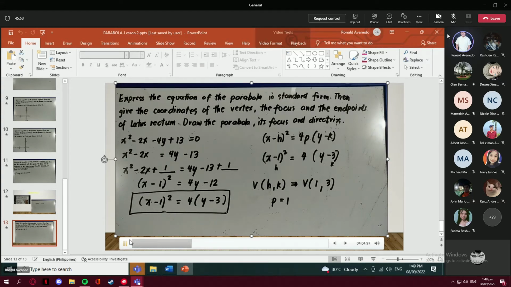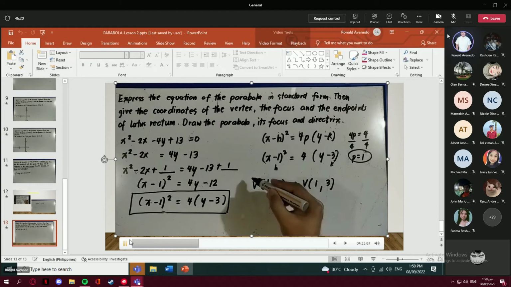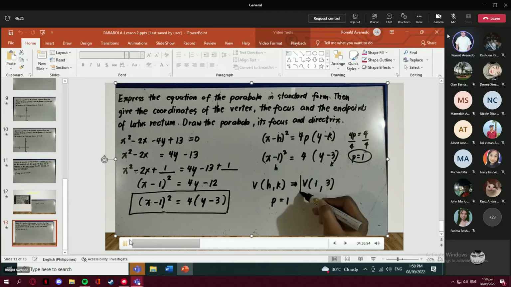So if you are confused bakit siya may 1, you can compare this. 4p is equal to 4. Pwedeng isolve ganito. 4p is equal to 4, then divide both sides by 4. So p is equal to 1. That is why we have 1. Pero kahit tingnan lang siya, you can determine that p is equal to 1. So we have the vertex, the standard form, and we have the value of p.